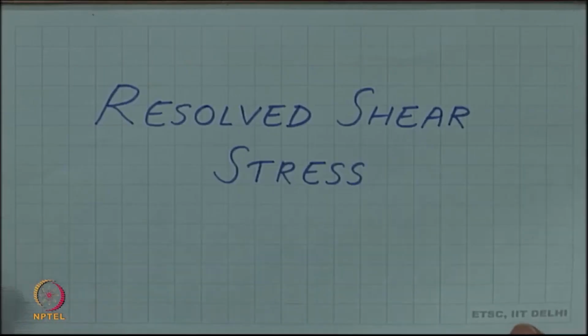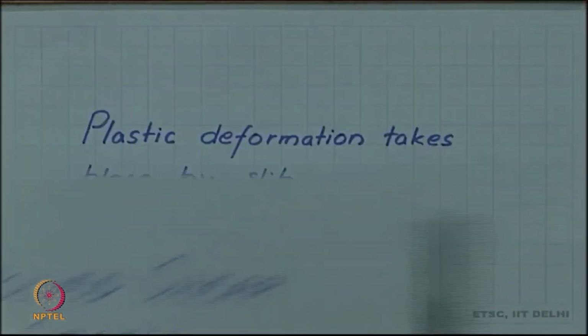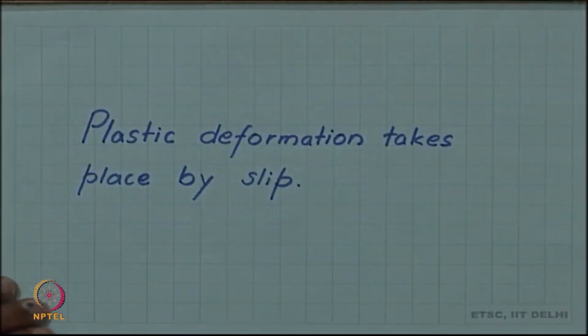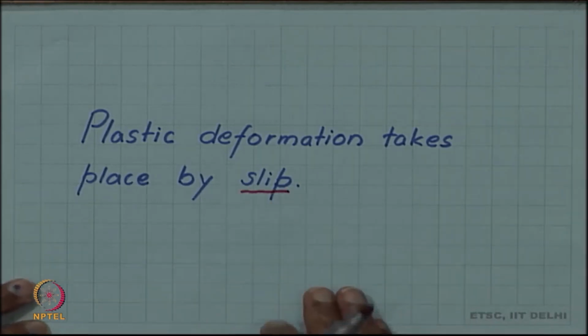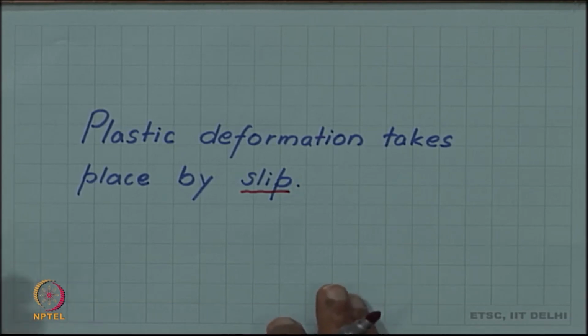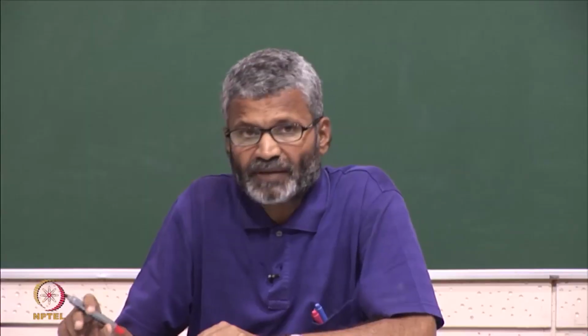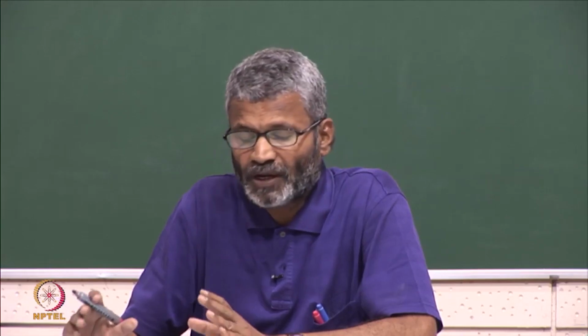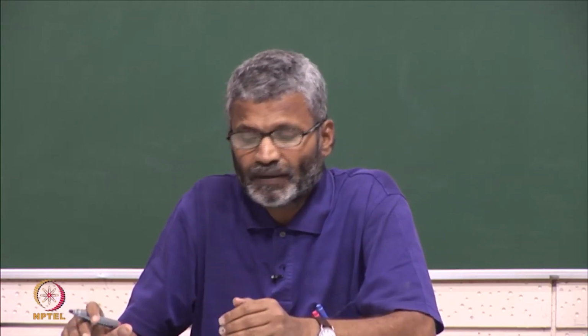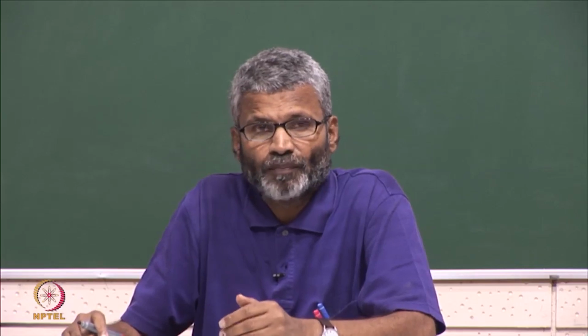Let us discuss an important concept called resolved shear stress, which will help us in understanding the plastic deformation. We have already seen that plastic deformation takes place by slip. This was to explain why there is no change in the crystal structure of the material during plastic deformation. Although there is a macroscopic shape change, the external shape changes, internally the unit cell does not deform, the unit cell remains the same, the crystal structure remains the same.